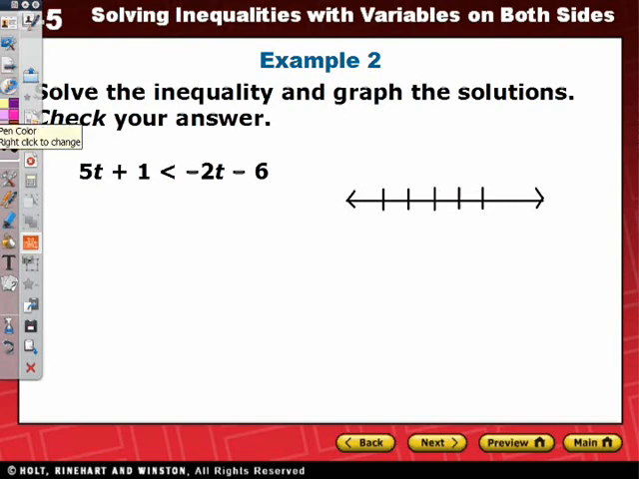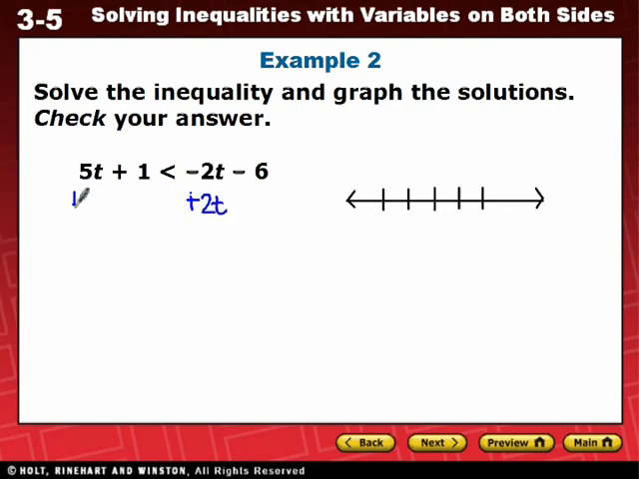let's change colors pen. Alright, I'm going to get all my t's together on one side. I could subtract 5t, but I don't want to. So I'm going to add 2 t's to both sides. I get 7t plus 1 is less than negative 6. Be careful there that you zip zap that. Drag that negative with you. Subtract 1 from each side.